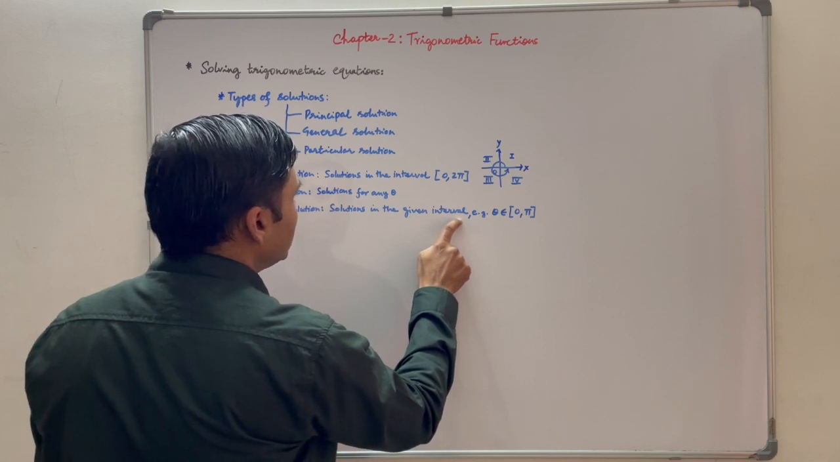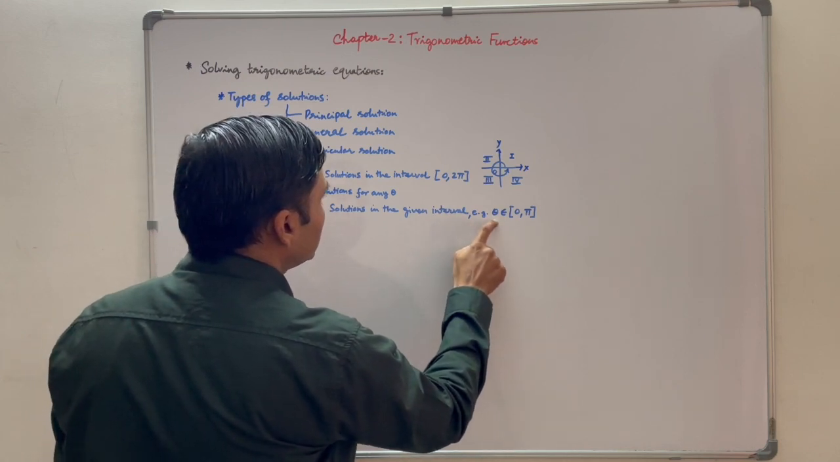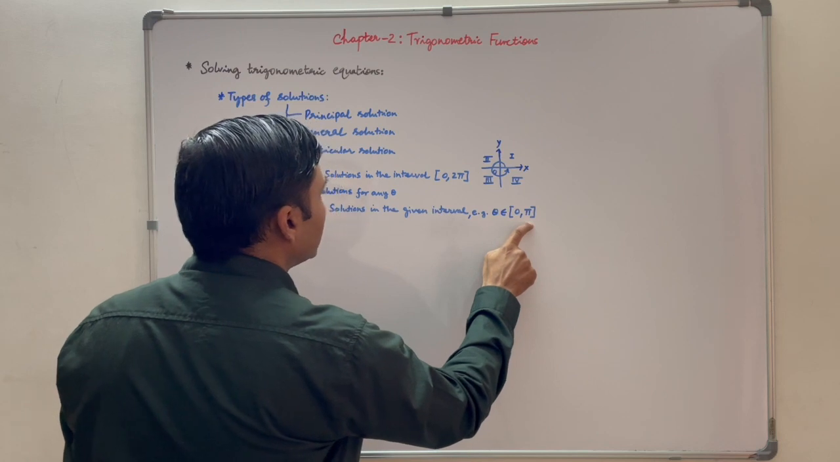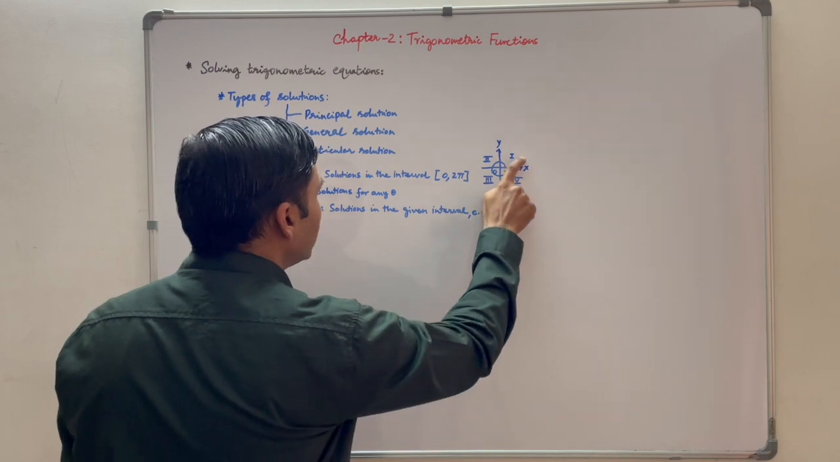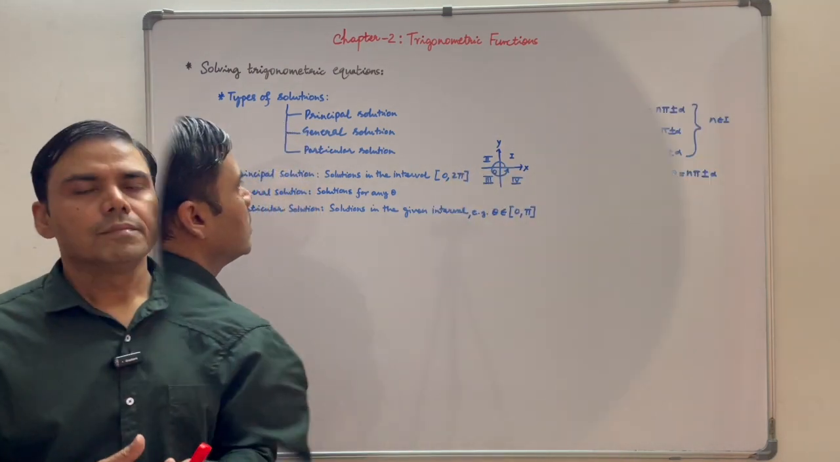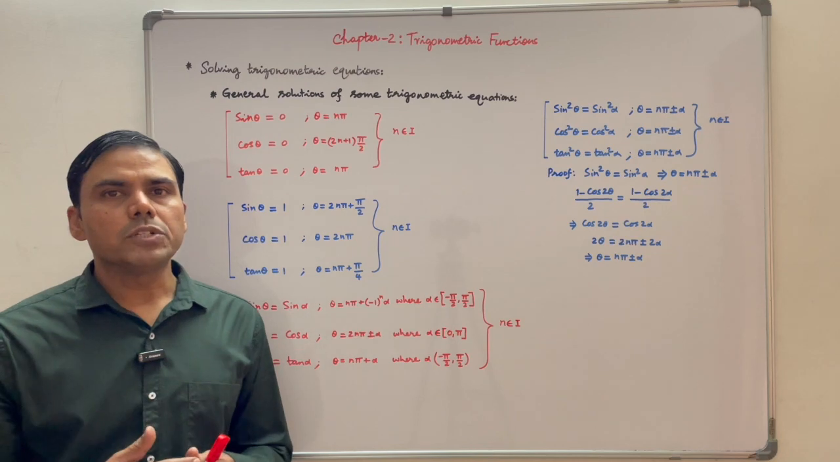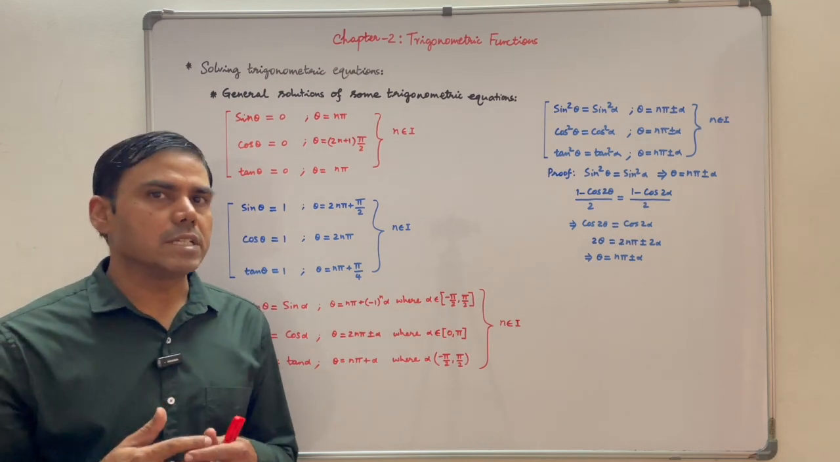Suppose in a question it is given that theta lies between 0 to pi. That means we have to consider only those solutions in which theta is either in the first quadrant or in the second quadrant. Now let us see general solutions of some trigonometric equations.